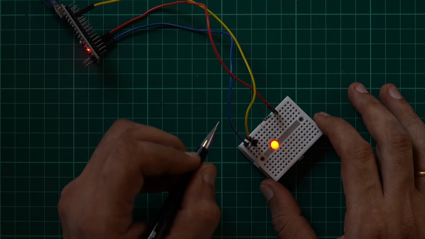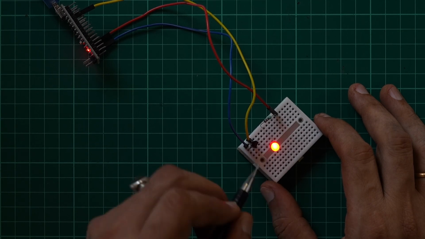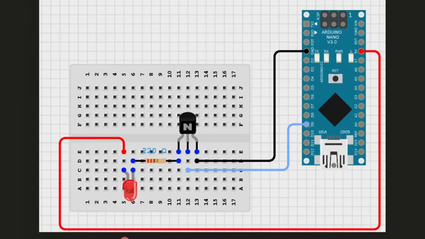The emitter of the transistor goes to ground, and the collector goes to the LED, which then connects to positive through the resistor. So that's how the circuit is designed, and I've mocked it up here so that you can see it on your screen. The design is fairly straightforward. The black wire is ground, the blue is your signal, and the red is plus 5 volts, and this is how it's hooked up. So there is an NPN transistor, one resistor and one LED, just 3 parts over here.